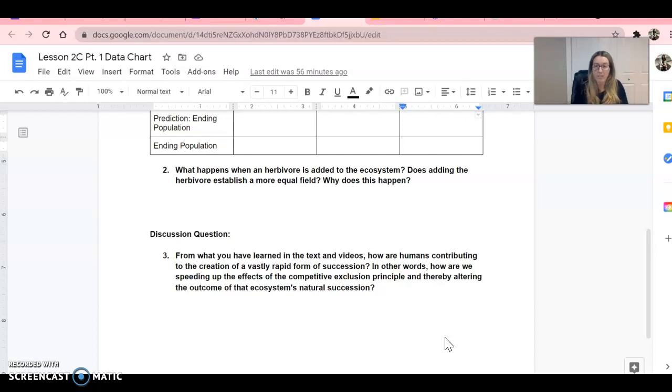Those are some big words. Essentially what we're asking is thinking about how different species affect environments and what you read in What About Change. How are humans impacting these ecosystems and speeding up this competitiveness?